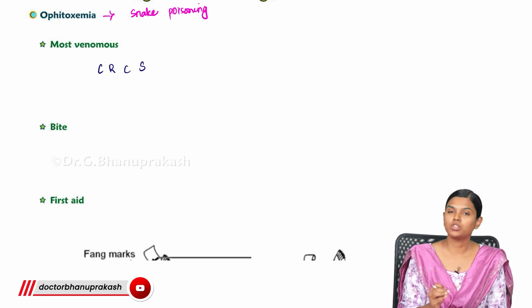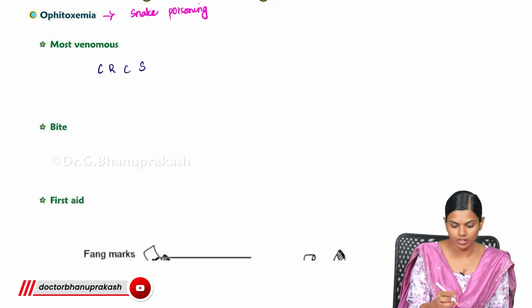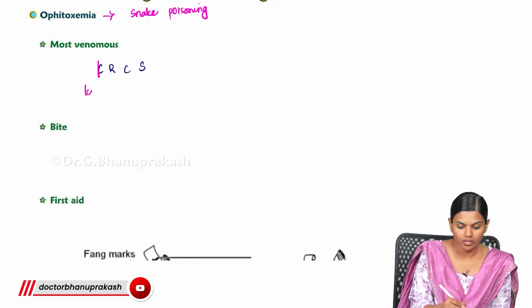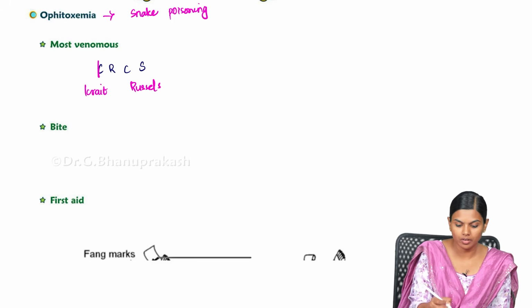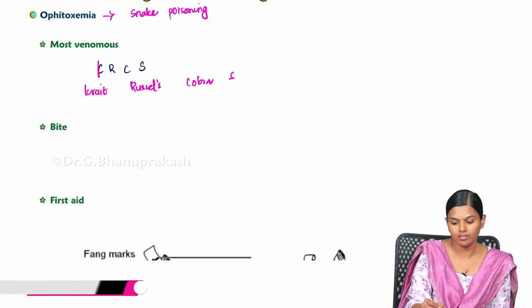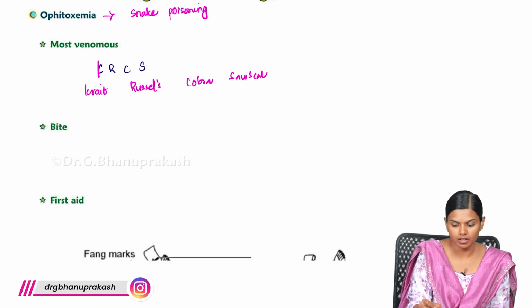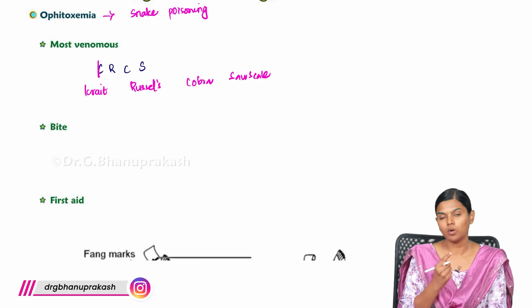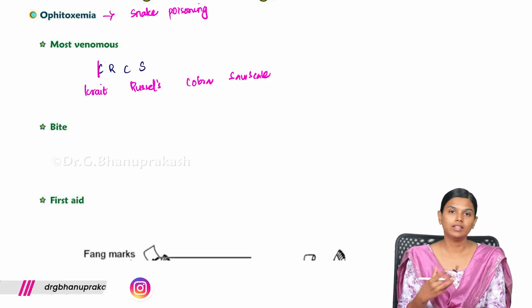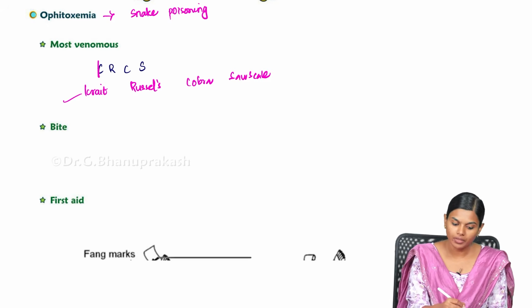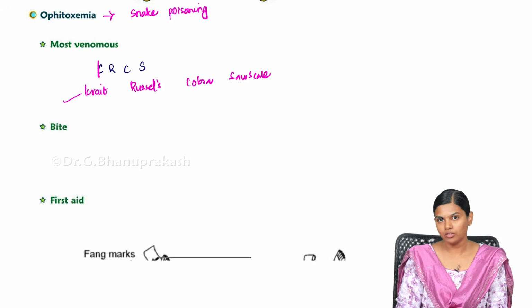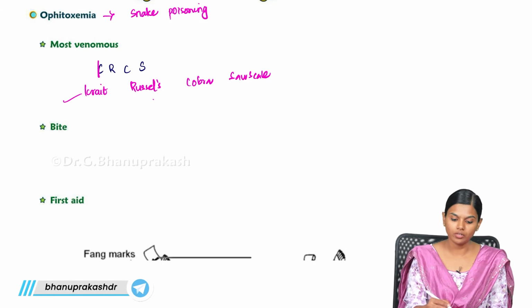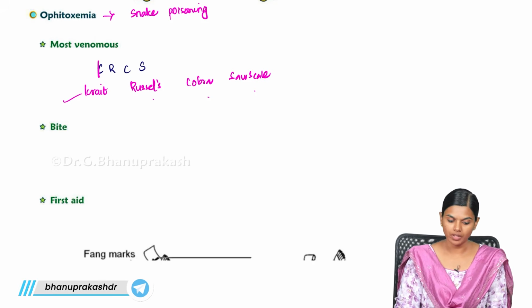And which is the most venomous snake among these four? First is your Krait, then Russell's viper, then Cobra, then finally saw-scale viper. This most venomous ranking depends upon how much quantity of venom is required to cause lethal action. Only a few ml of Krait venom is enough to cause lethality when compared to Russell's viper, Cobra and saw-scale viper. So if they ask which is the most venomous, it is Krait.